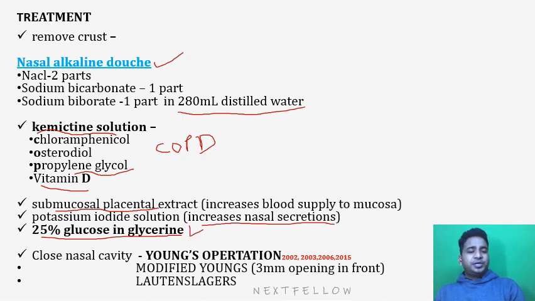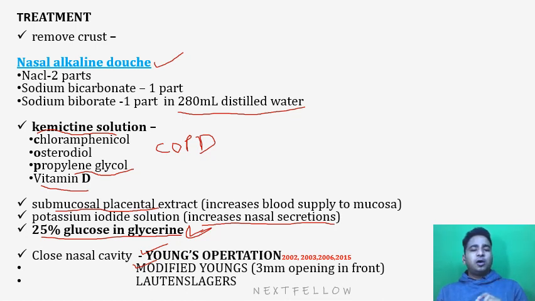Now, what are the surgeries which are performed in the patient of atrophic rhinitis? First is the Young operation, then comes the modified Young operation. So what is the difference? See, what we do in Young operation, we take out a mucoperichondrial flap in the nose, and we just block this nasal opening. So in Young operation, we completely block this nasal opening, whereas in modified Young operation, we just leave a 3 mm hole, and the rest of the nasal opening will be closed by means of the mucoperichondrial flap.